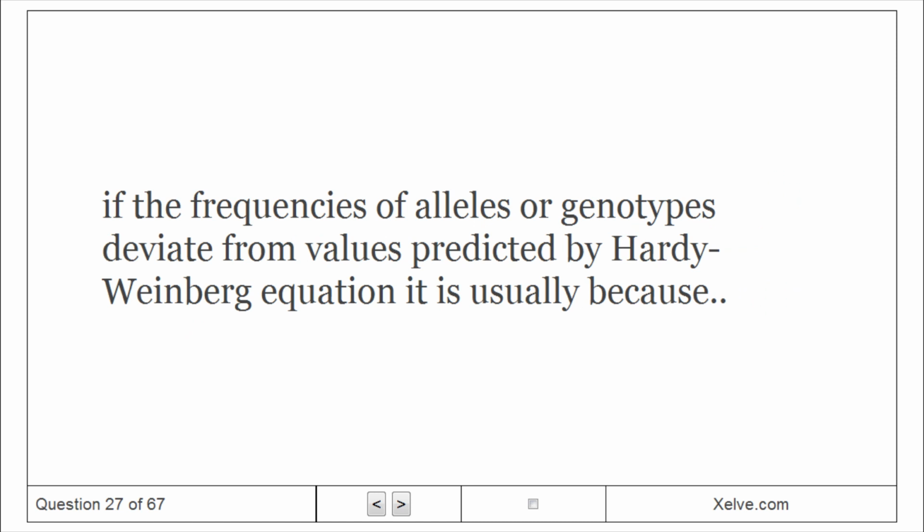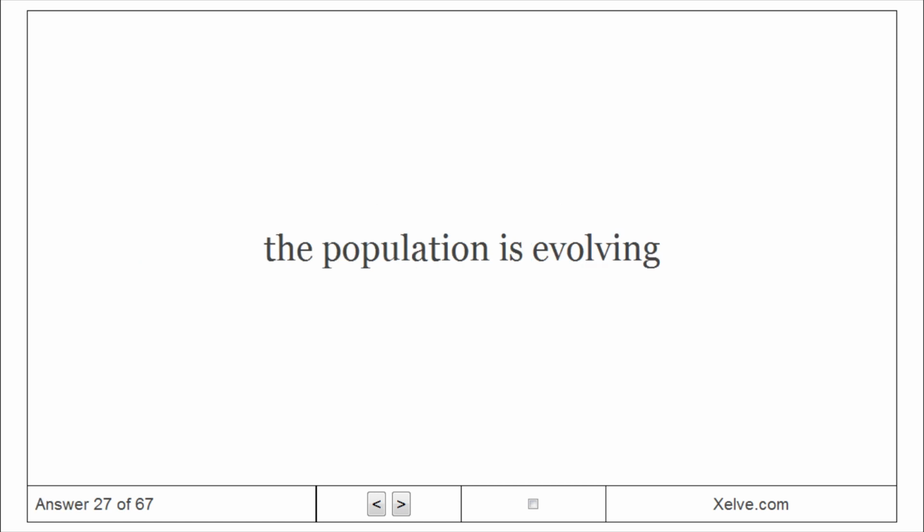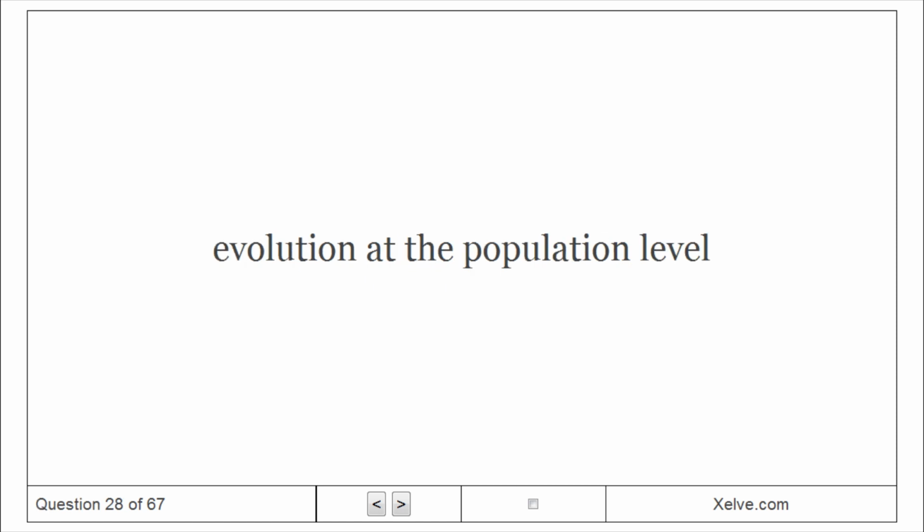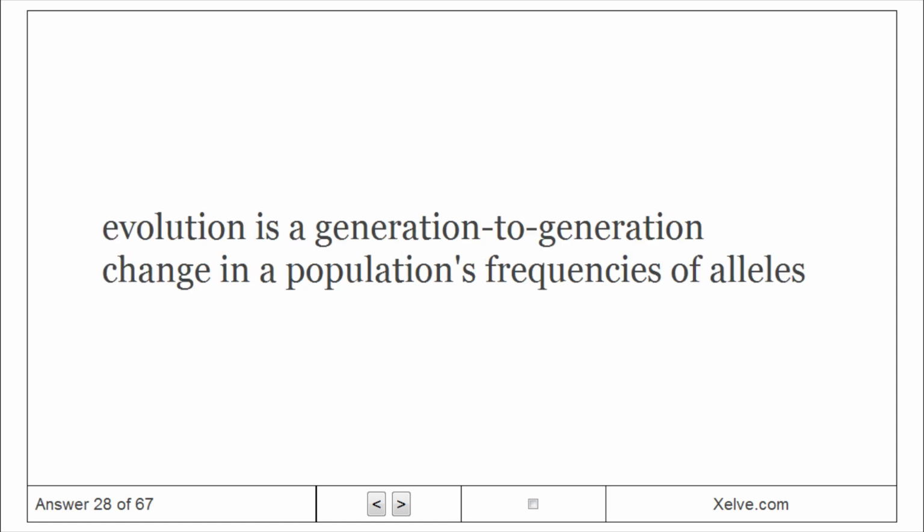If the frequencies of alleles or genotypes deviate from values predicted by the Hardy-Weinberg equation, it is usually because the population is evolving. Evolution at the population level: evolution is a generation-to-generation change in a population's frequencies of alleles.